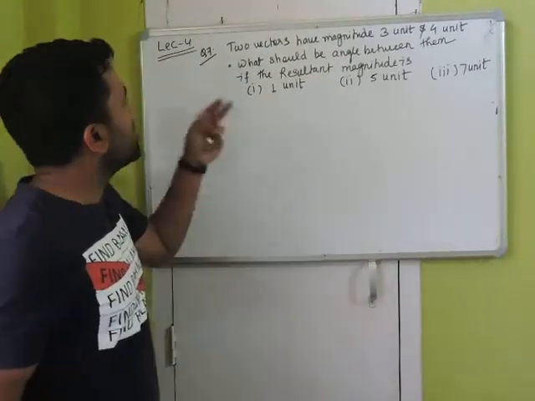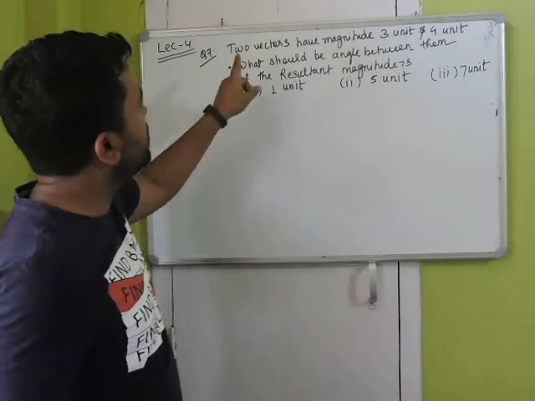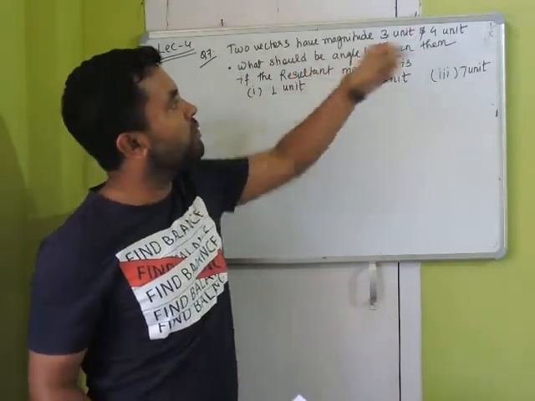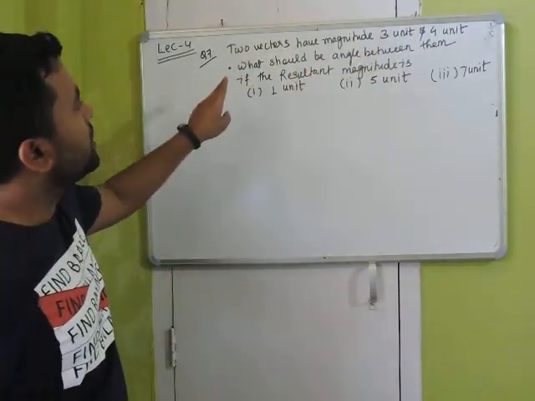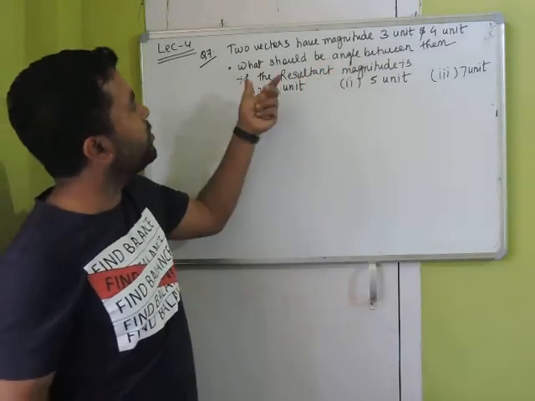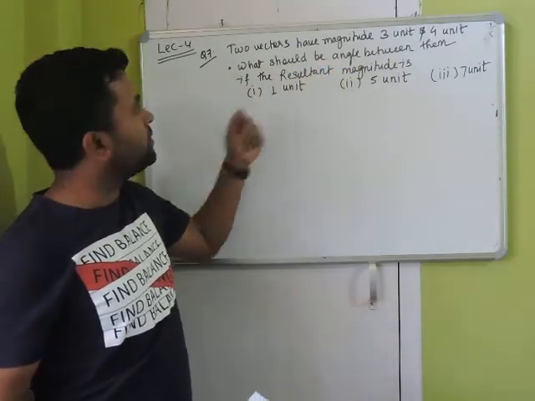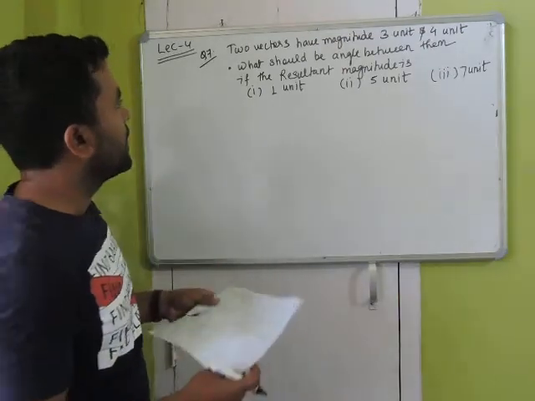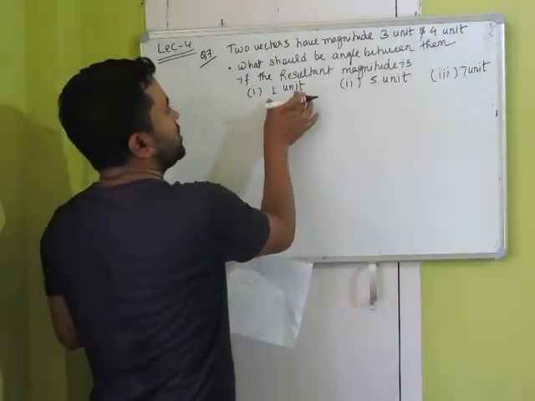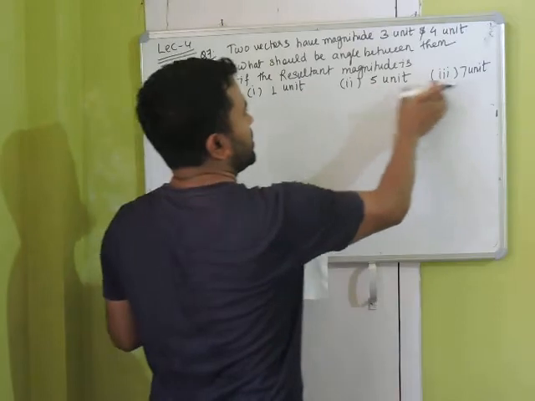Let us say question number 7 is: we have two vectors having magnitude 3 and 4 units, and the question is what should be the angle between them if the resultant magnitude is 1 unit. Fine. So again I will try to do it for this. You guys can try it for this and this.